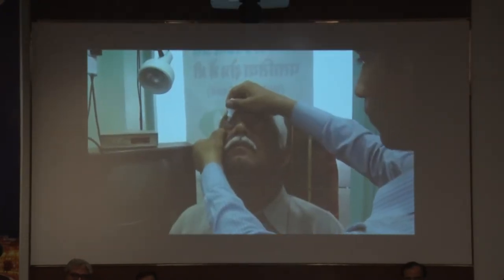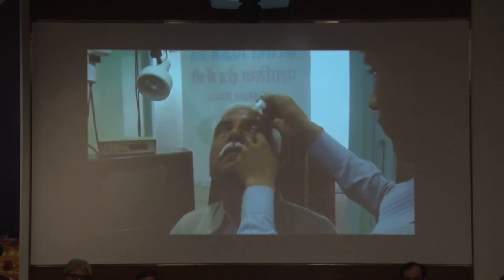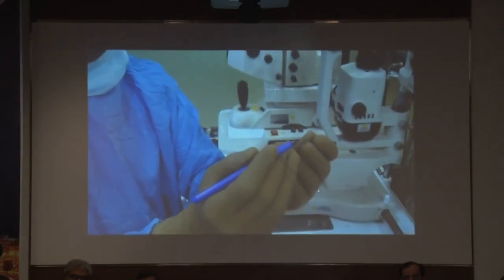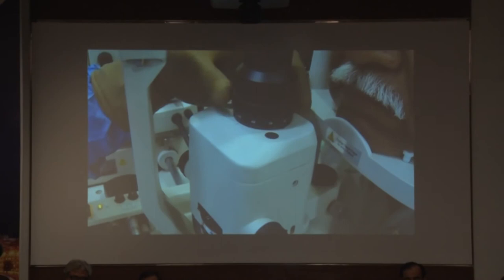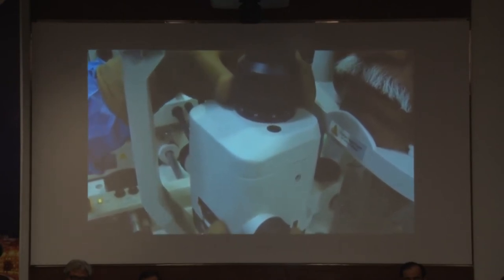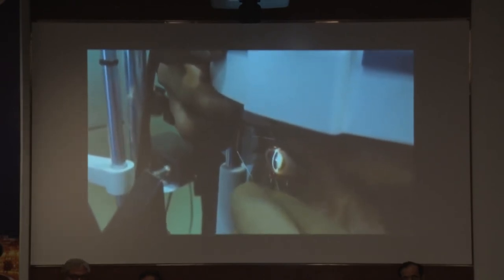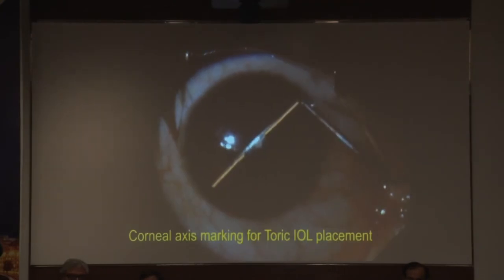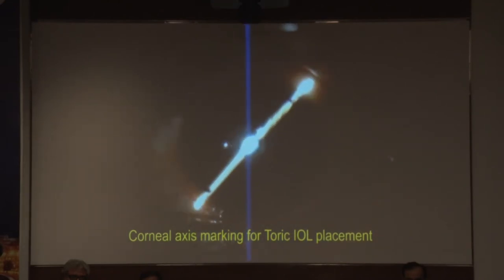After instillation of paracaine, ask the patient to sit upright in position, and after painting the Sinskey hook with the help of marker pen, adjust the slit beam and directly mark a single point. Now we have to mark 2 points 180 degree apart for toric lens implantation. These are the 2 marks. This is how we can mark 2 points 180 degree apart for placement of the lens. This is the axis marks for toric IOL placement.